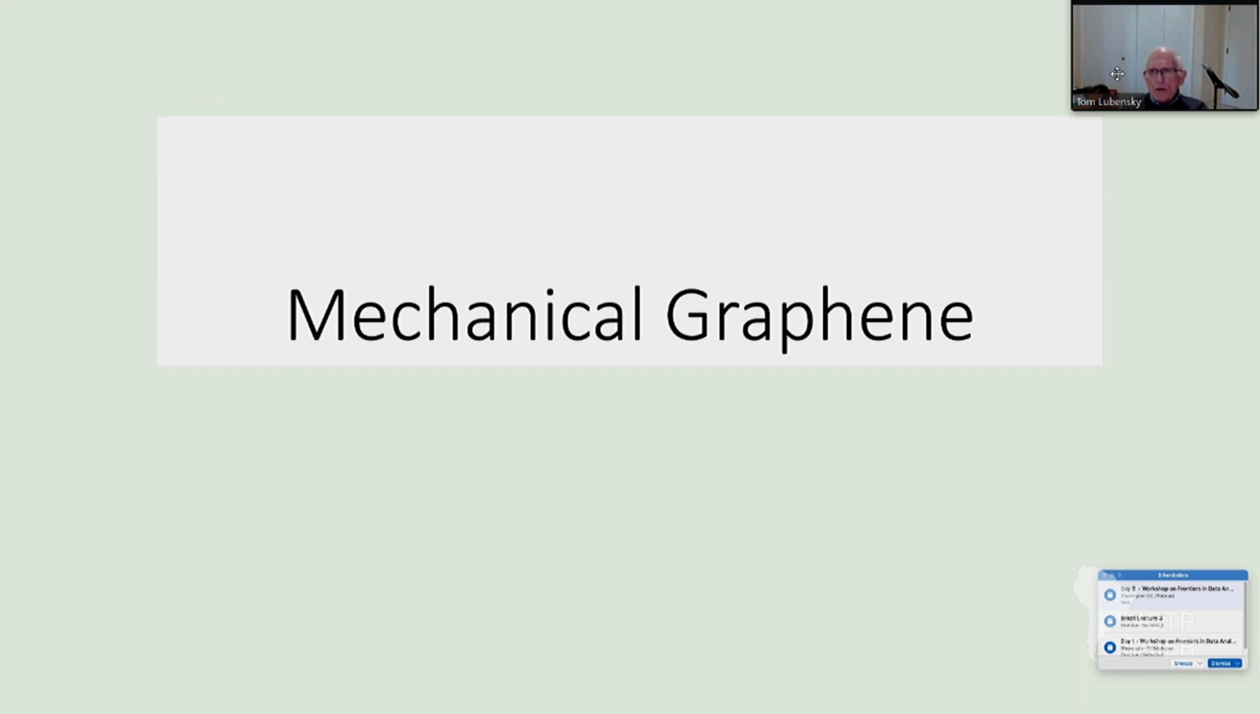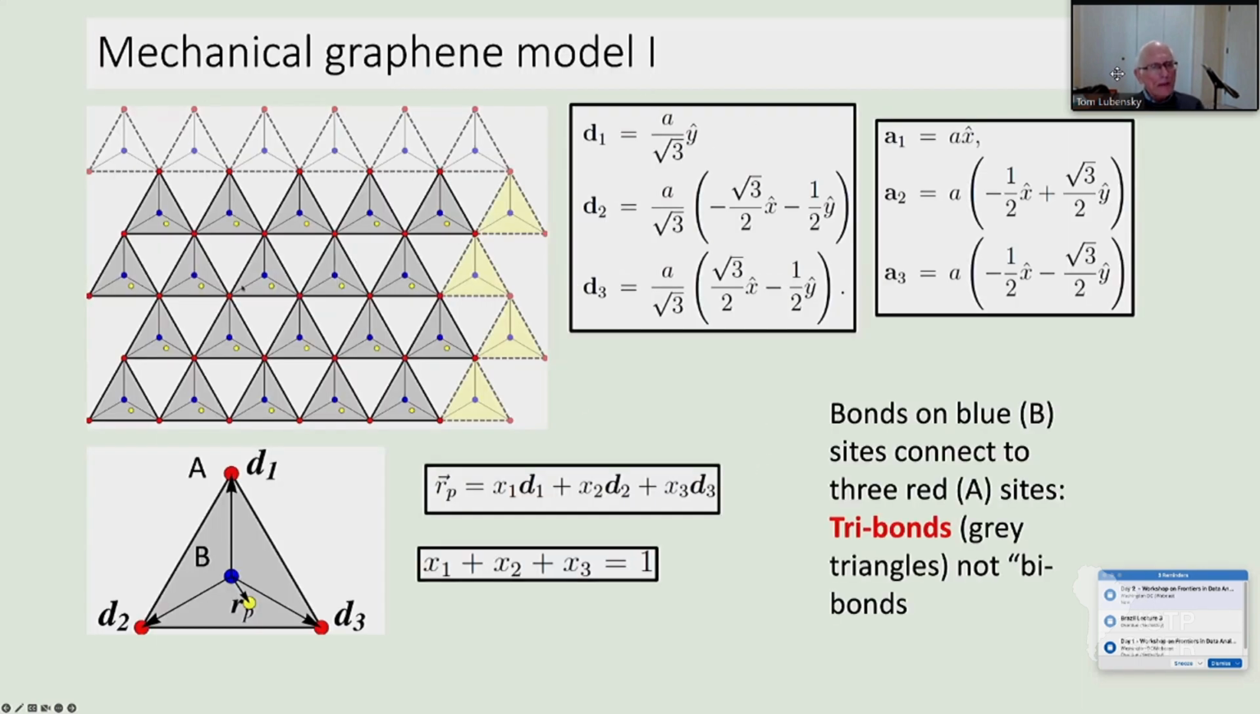Self-stress and all of that for this one. But now rather than having 2 or 3 dimensions per site, we only have 1 variable per site. So this is the model. Here's the lattice. We have triangles.